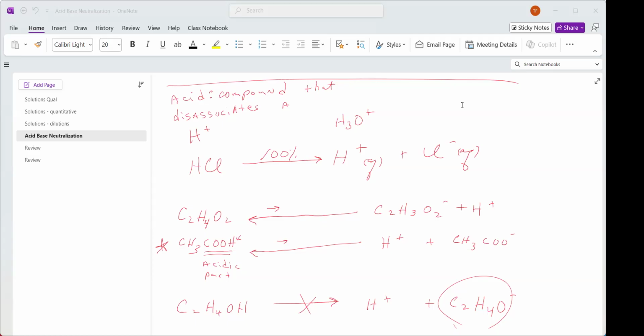And you'll study these at length in your next chemistry class as well. It's a huge topic. Okay, so what is an acid? Everyone's heard of an acid, but you'd probably be hard pressed to define it. An acid is a compound that disassociates a hydrogen ion, H plus, which is also called a proton.